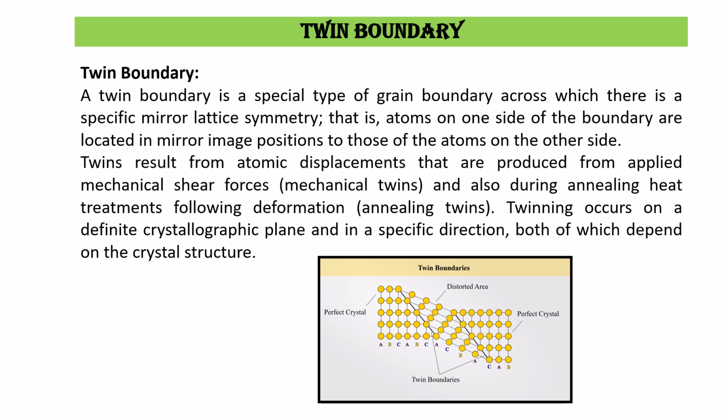Now in this figure, this one and this one both are perfect crystal, and in the middle position there is distortion, and these lines are called twin boundaries. Here twinning occurs. So along this line, this is mirror symmetry.